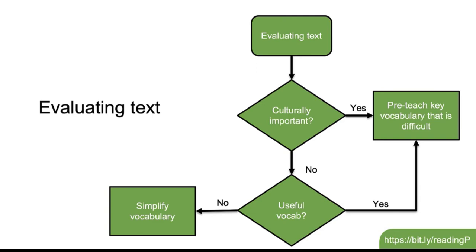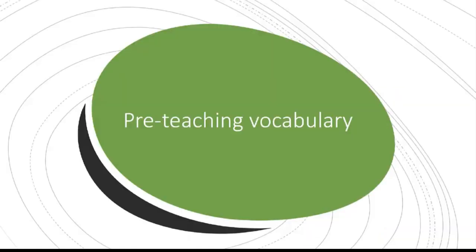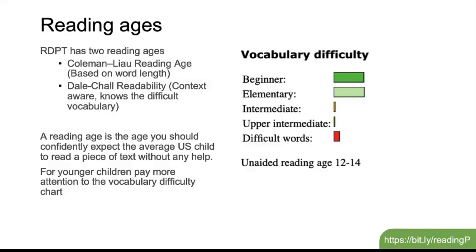So, evaluating text. Is the text culturally important? Yes. In which case you want to be pre-teaching that key vocabulary that's difficult. No. But does it have useful vocabulary that students are going to need? Again, you want to pre-teach. Otherwise, you can simplify the vocabulary by taking out those words. Sometimes you do want students to learn from context, and then I think just giving the students the dictionary lookups is sufficient.